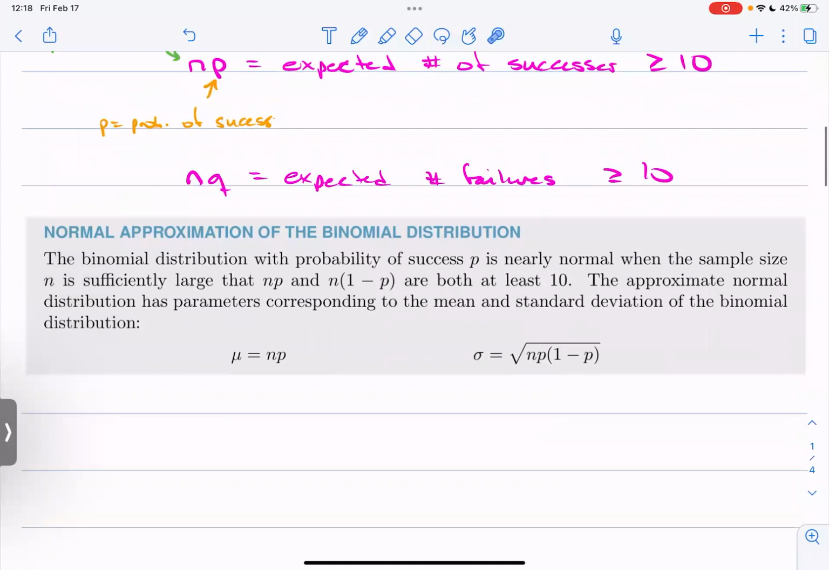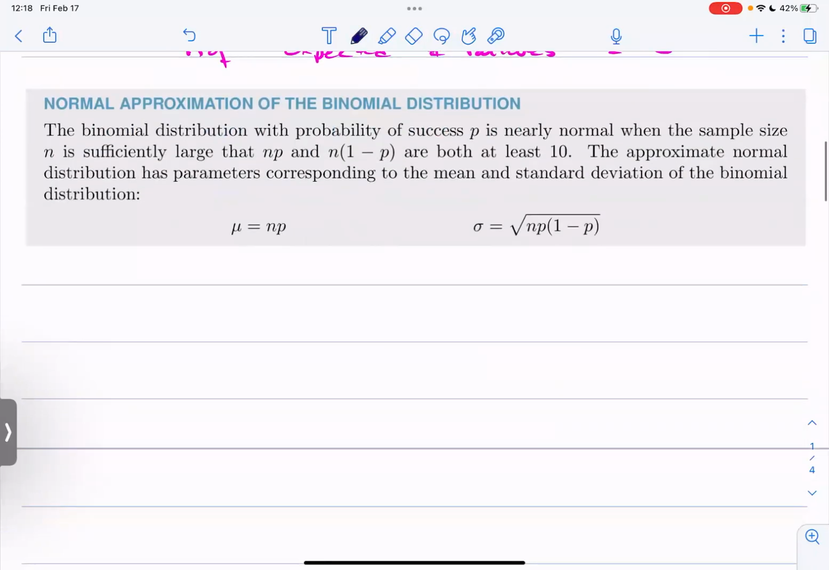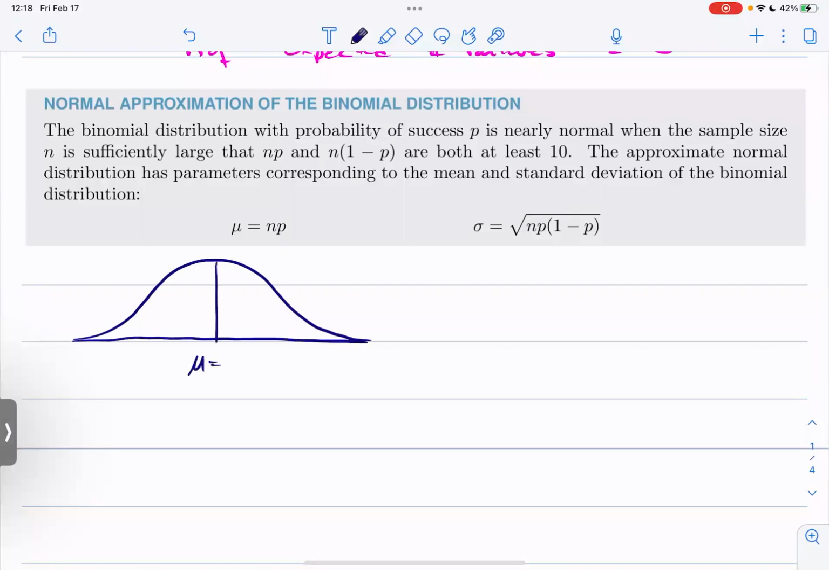Okay, so the mean of the binomial is n times p, and the standard deviation is the square root of npq. Okay? And so now we can use these values. We can say, okay, if it's approximately normal, then it's centered on the mean, which is n times p, and the standard deviation is the square root of npq.